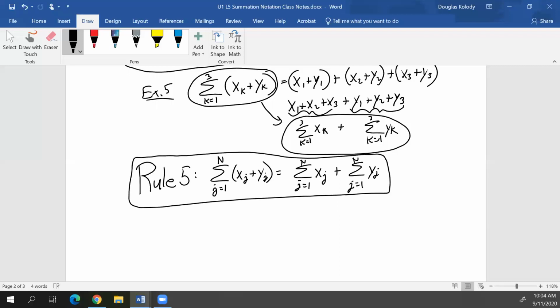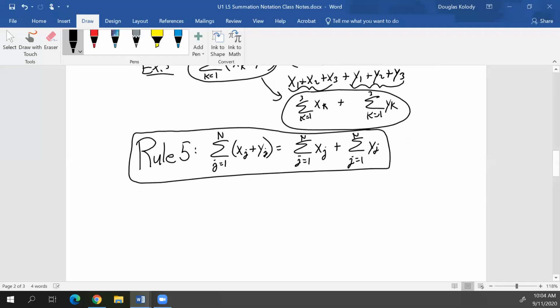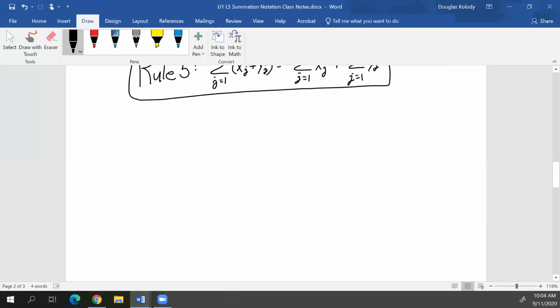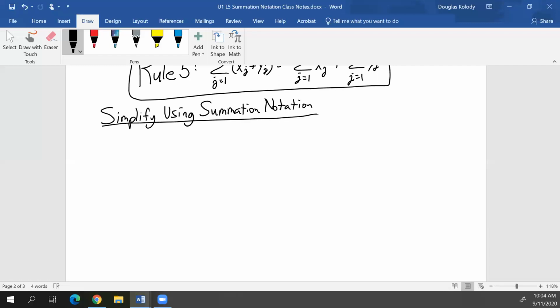All right, so I'm going to give 4 examples right now and then call it a lesson using these 5 rules of summation. Okay, and I'm not going to necessarily go back, but you can go back and pause and look at the rules as I go through. So the first set of directions are to simplify using summation notation. Okay, example number 1.